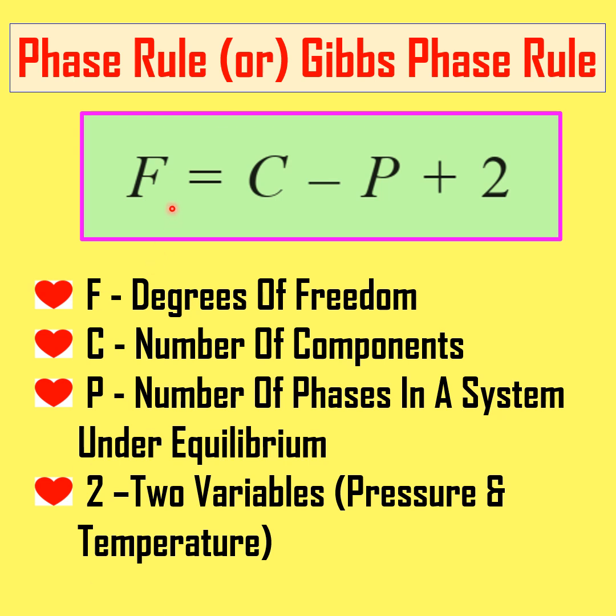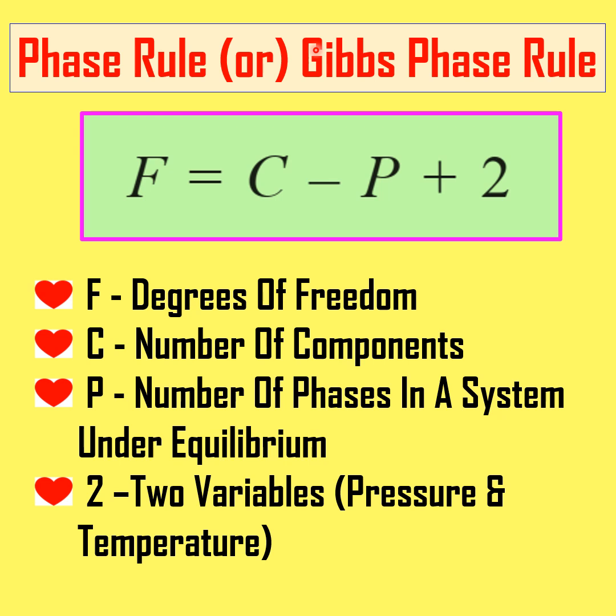So in this video, we will discuss the phase rule, or Gibbs phase rule. The Gibbs phase rule was formulated by the American physicist Josiah Willard Gibbs. Josiah Willard Gibbs published the phase rule formulation in his landmark paper entitled On the Equilibrium of Heterogeneous Substances. The outline of the phase rule is as follows.